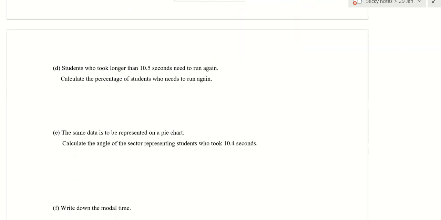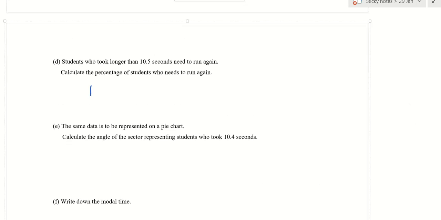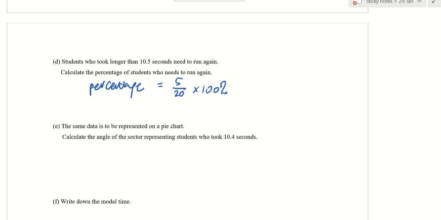What is the percentage? So right now percentage, 5 students out of 20 times 100%. So that gives us 1/4, 25%. Now the same data is going to be represented on a pie chart. They want the angle of the sector representing students who took 10.4 seconds.